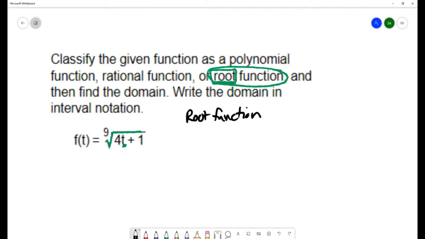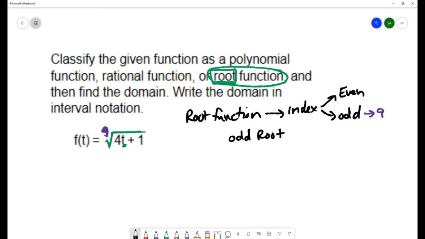And we categorize the root functions by the index. So we take a look at the index, and the index is either even or odd. Now the index in this example is this 9 here. I'm going to draw my 9 like this. That's the number that you see attached to the radical. And 9 is an odd number, so we know this is an odd root.